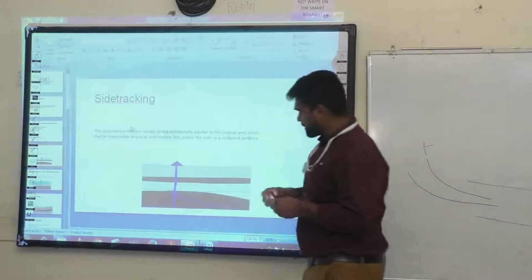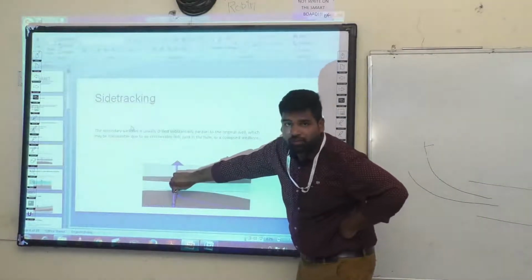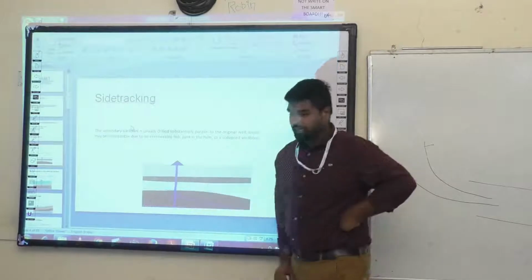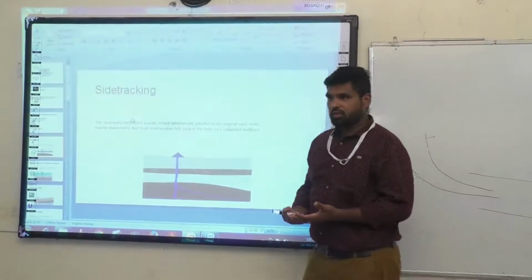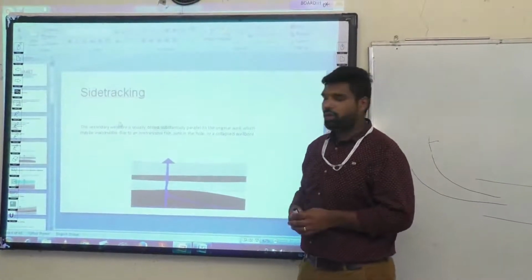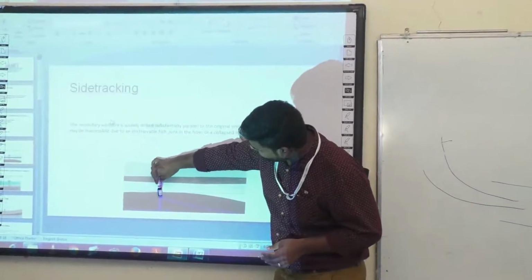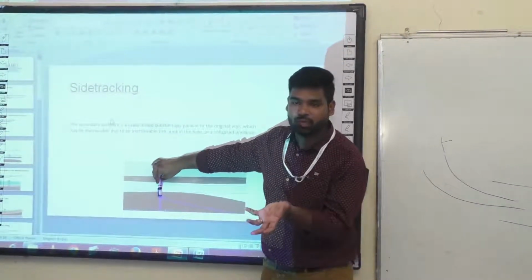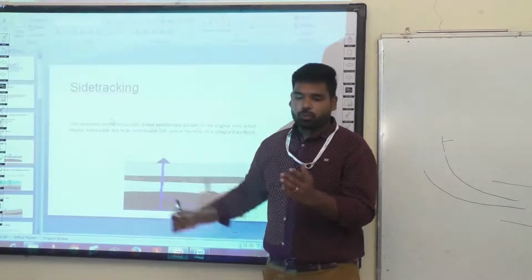I'll explain from here. See here. This is the normal well where you have drilled. Here your pipe got stuck. I did multiple operations to remove the stuck pipe, but I couldn't do it. So what I'm going to do is drill a well, and from there deviate the well. You can ask me how you can deviate it.